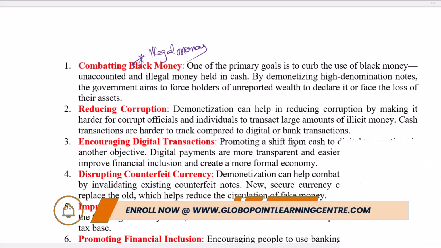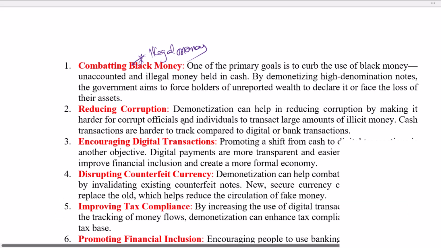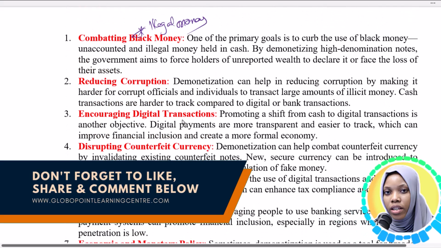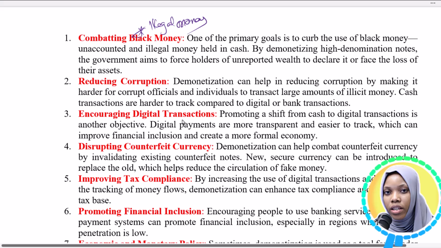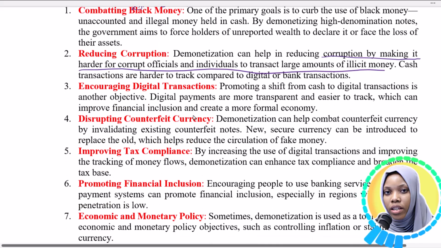So how does demonetization reduce corruption? It reduces corruption by making it harder for corrupt officials and individuals to transact large amounts of illicit money. This is how demonetization reduces corruption. And then encouraging digital transactions is another objective of demonetization.